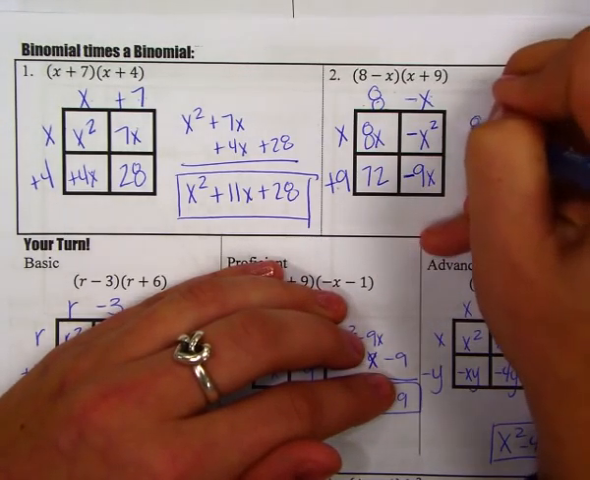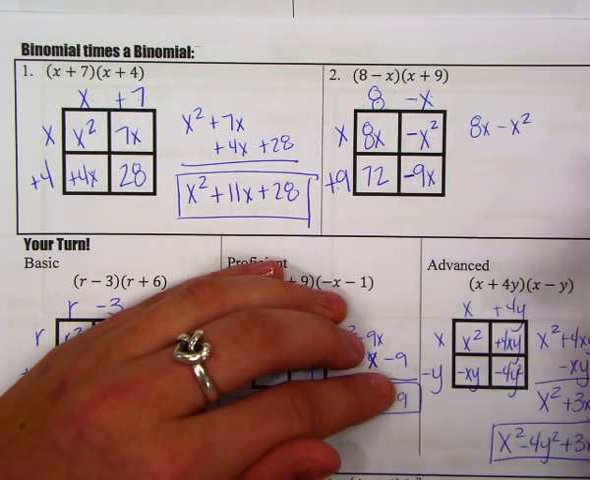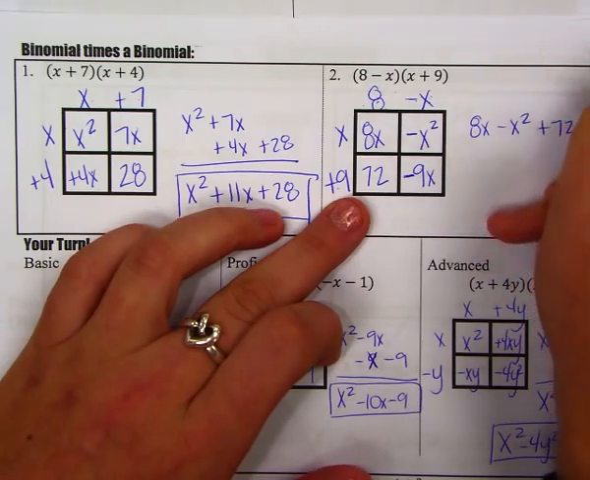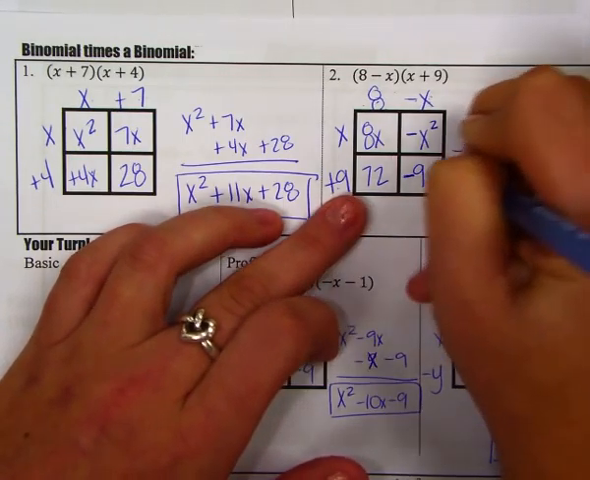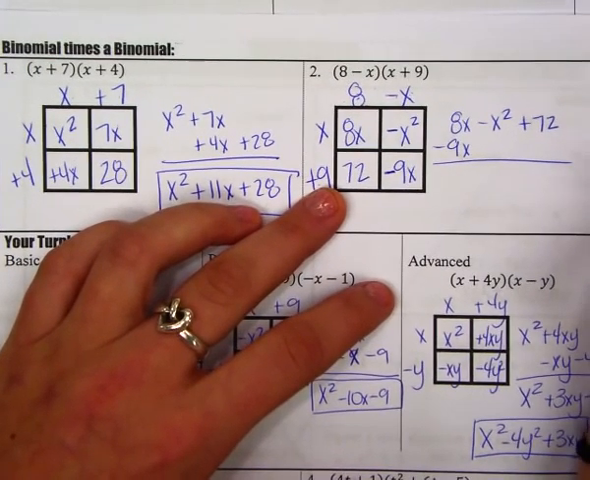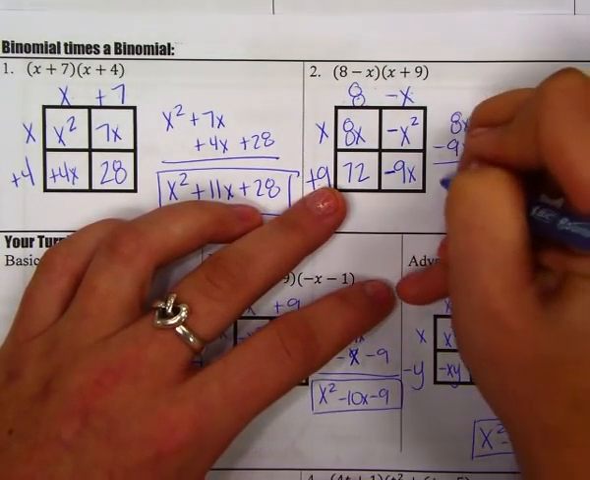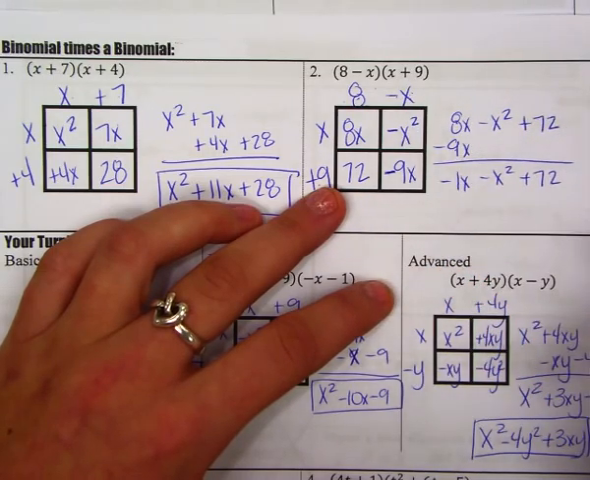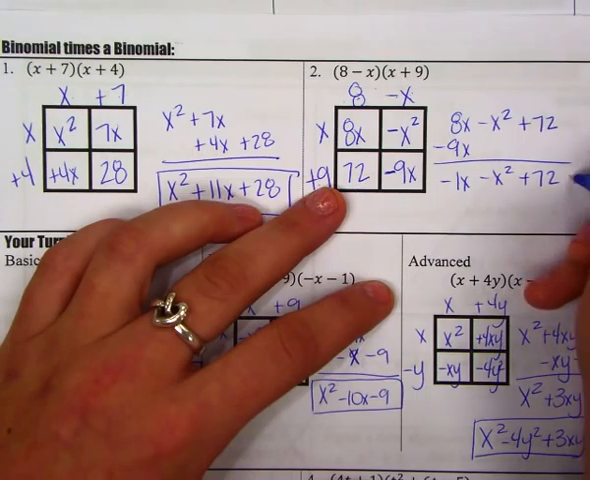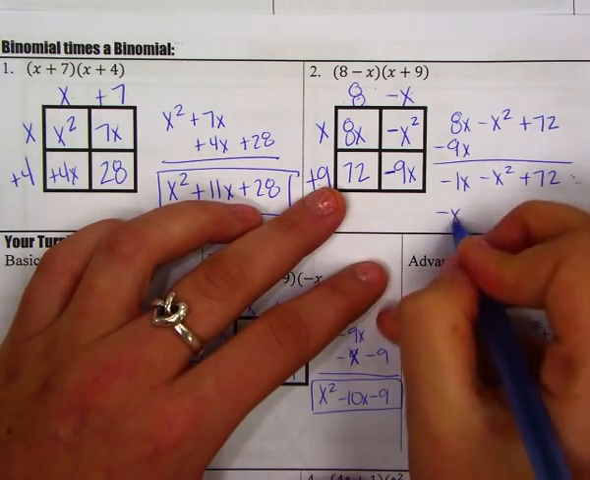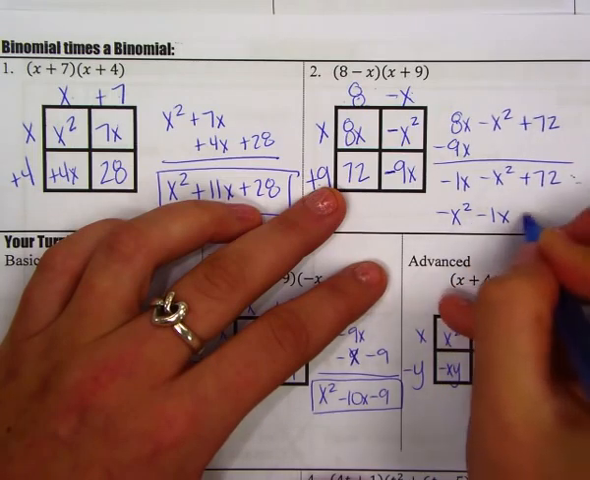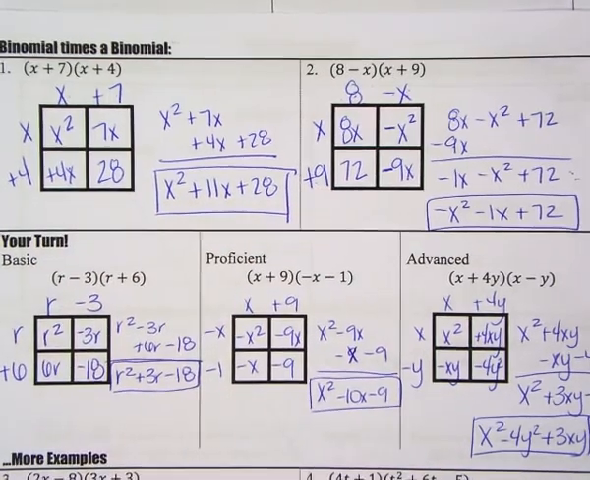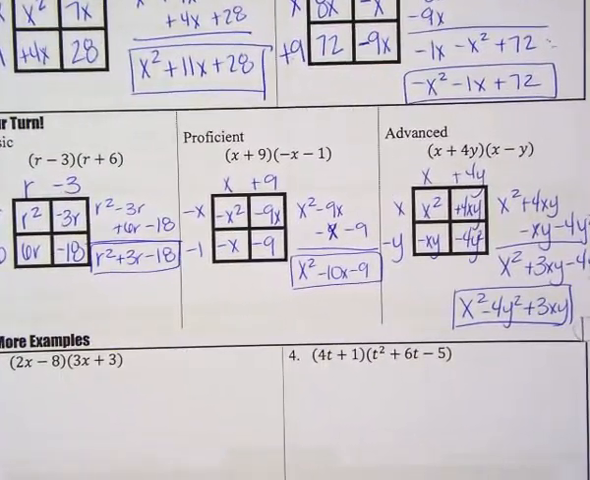Rewrite it outside. I'm going to line up like terms. So this is plus 72, negative 9x. We'll go underneath the x term. We'll add straight down. 8 minus 9 is a negative 1x. This is not in standard form, so I need to rewrite it in standard form, putting the highest power first. And there you go. You should do these and then check your answer key.